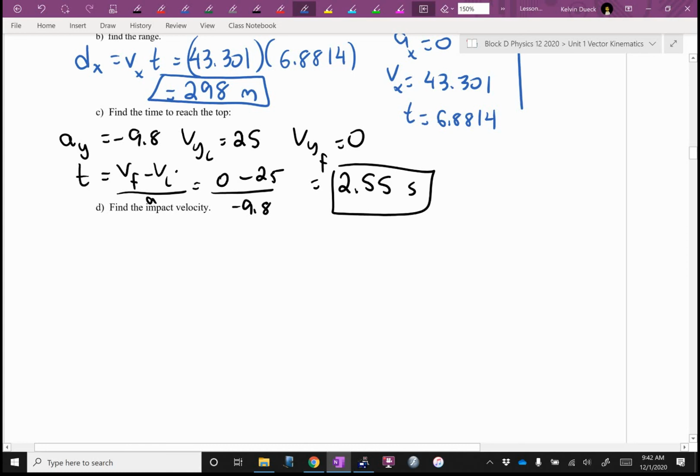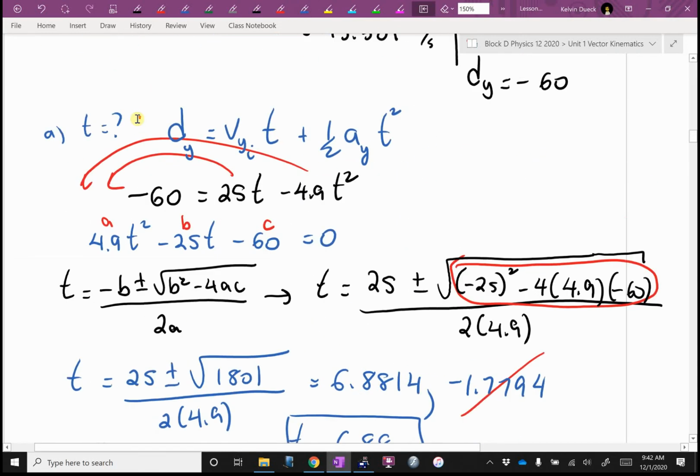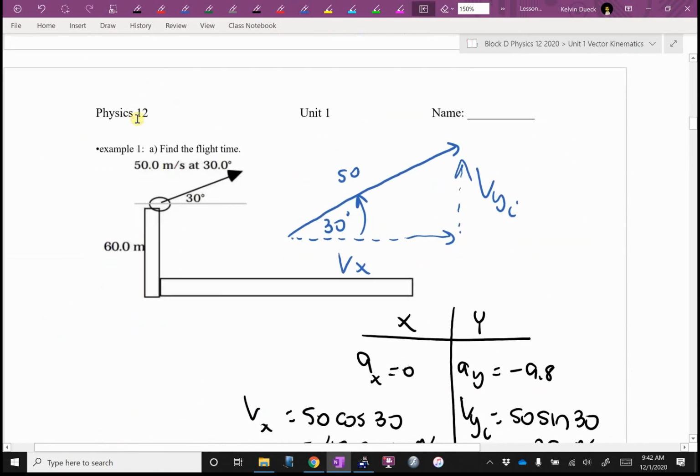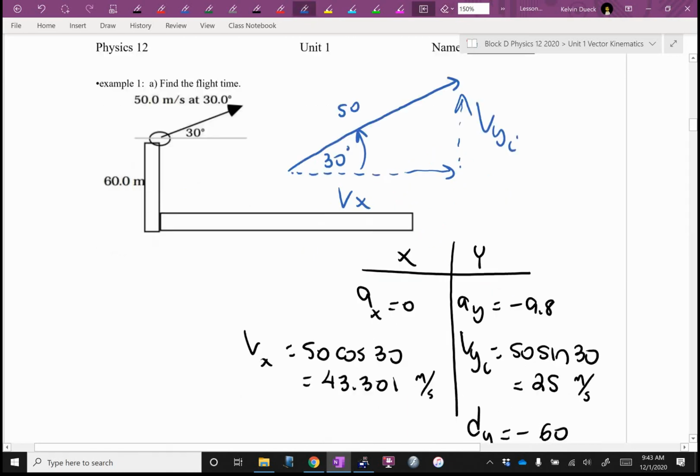Wes, what's D asking me to find? This is an A- level question. Mr. Dewick, isn't the impact velocity, isn't V final the same as it left at? Isn't it going to be 50 meters per second? That would be if the ground was right here. When it gets back to the same height as it started from, it's going to be going down at a 30-degree angle at 50 meters per second. But it's going to keep speeding up, speeding up, speeding up.